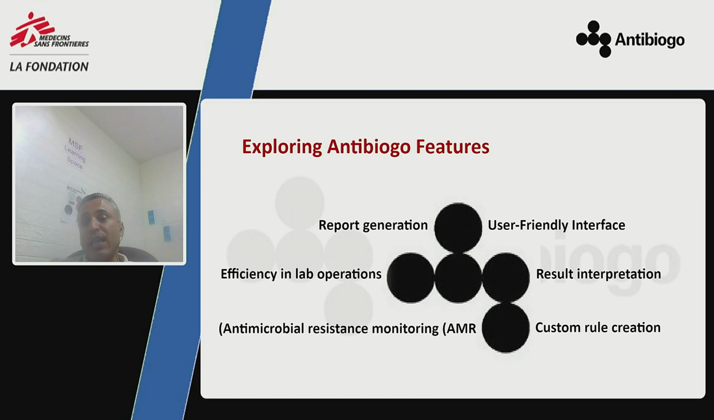Finally, antimicrobial resistance monitoring, building on all the previous features. This will improve the monitoring of antimicrobial resistance, considering the global challenges of antimicrobial resistance. Antibiogo plays a critical role in monitoring and combating this issue by identifying the MDRO organisms and enabling accurate antibiotic prescription and improved patient outcomes. And this plays a vital role in reducing antibiotic resistance and ensuring the patient receives the most effective treatment.